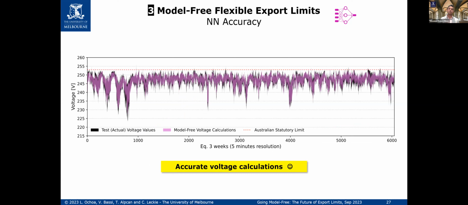And what you can see is that we obtain accurate voltage calculations. For instance, our neural network is able to capture all the voltage rises and the big voltage drops that you can see throughout these 3 weeks of data of the test set. So we can see that our neural network has accurately captured the physics of this low voltage network.